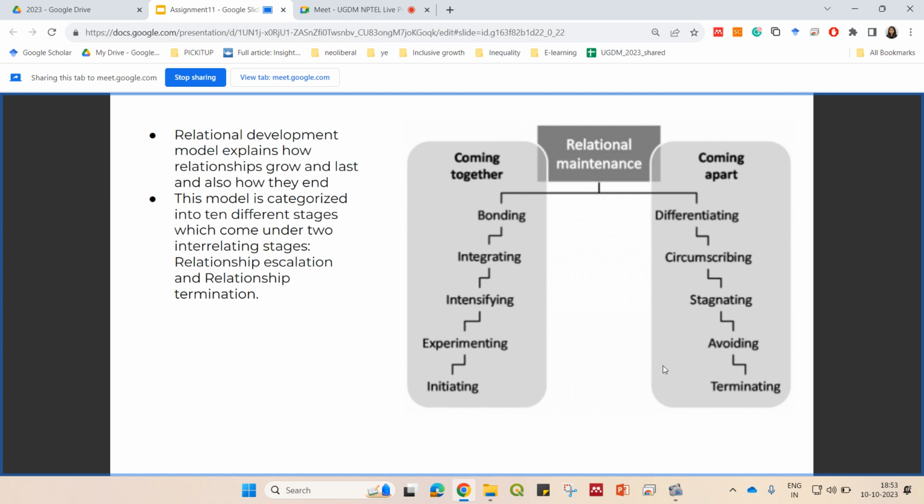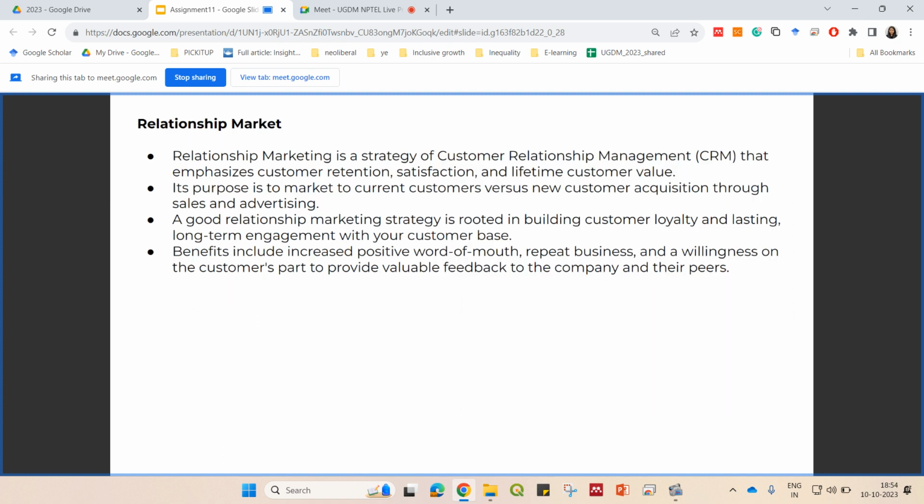It explains both how certain relationships form, and also how relationships come apart with time. It describes this based on different stages. Based on these stages, you can identify which stage a particular relationship is in, and based on that, you can further identify what needs to be done. So this is what the relational development model is.